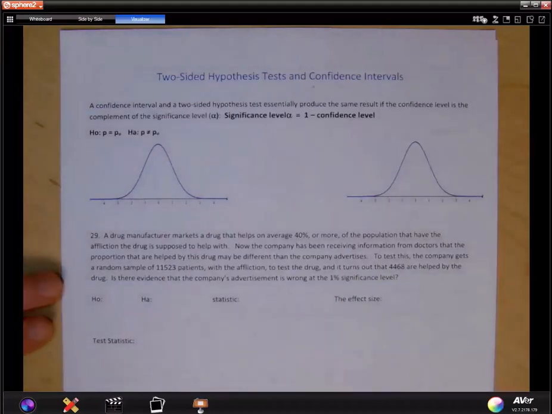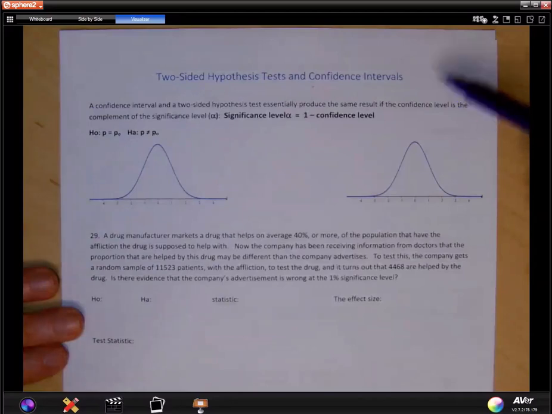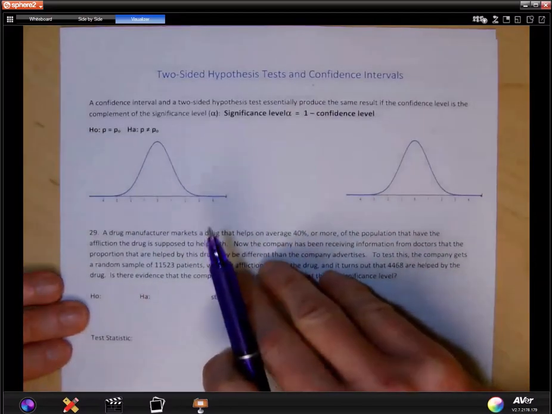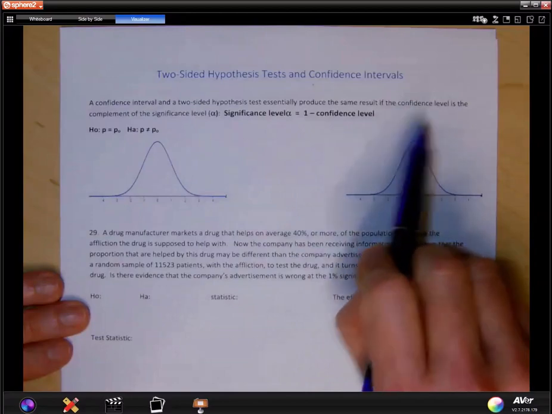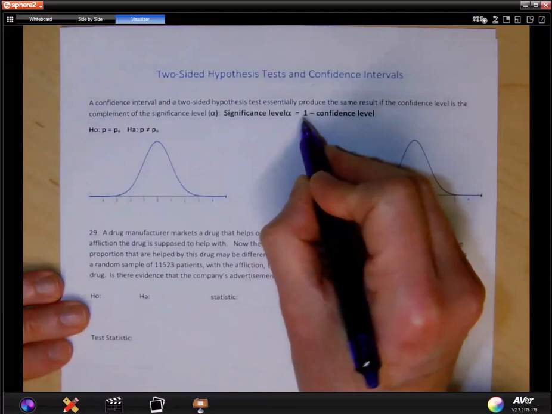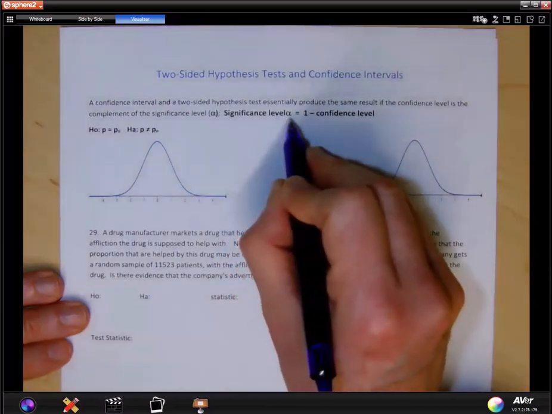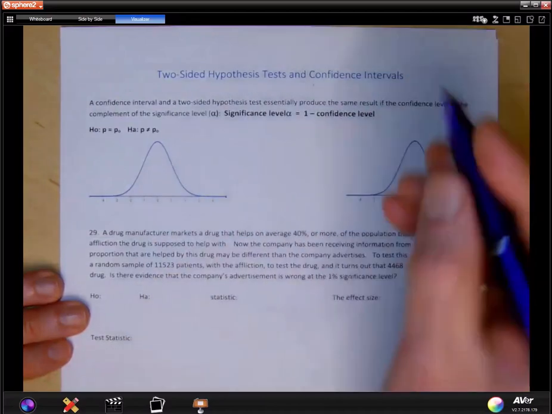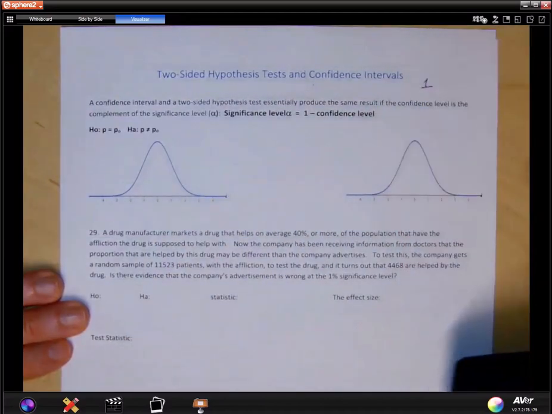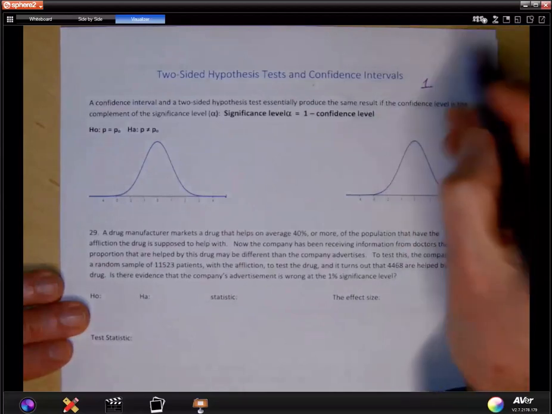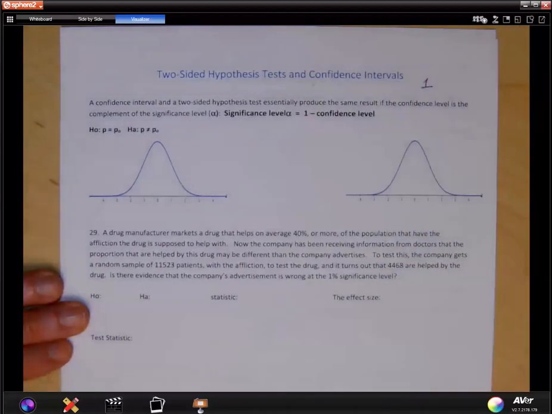Now we're going to look at two-sided hypothesis tests and confidence intervals because the two are related. A confidence interval and a two-sided hypothesis test essentially produce the same result if the confidence level is the complement of the significance level, meaning that if I have the significance level, alpha, it will equal 1 minus the confidence level. So remember, the most anything could be is 1. So the complement just means that these two values added together will equal 1.